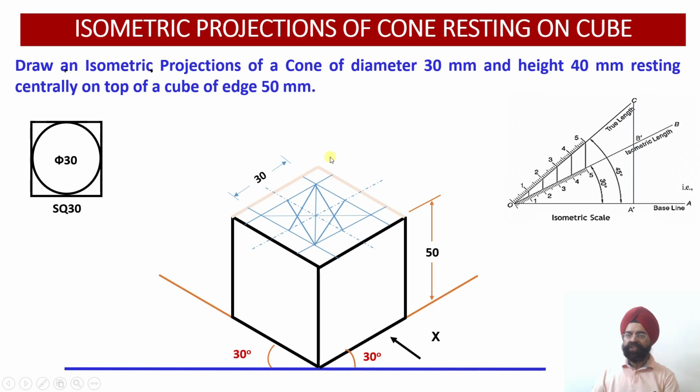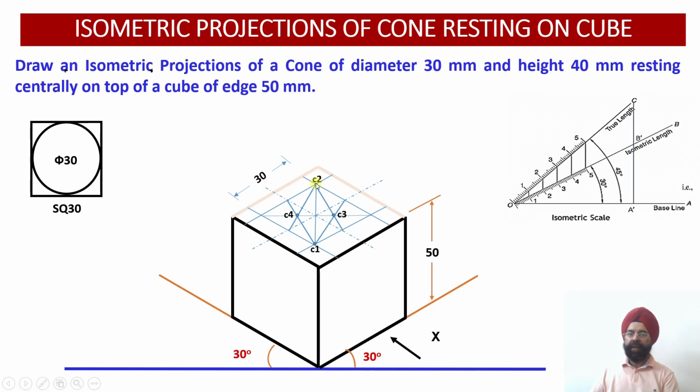Now, with this construction, all four centers have been located. What are those centers? Now you check. This is center number 1, C1, center number 2, C2, center number 3, C3, and center number 4, C4. From this center, open this much compass and draw an arc.